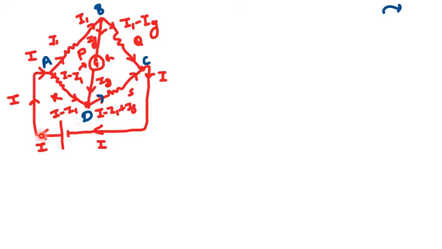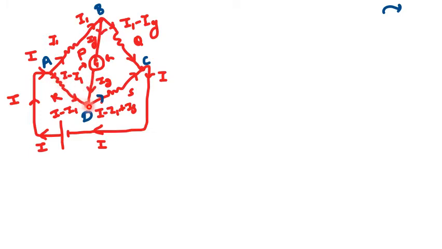Suppose current I moves out from the battery. At this point the current will distribute into I1 and I minus I1. I minus I1 will come in the lower part of the loop, and I1 will go in the upper part. I1 will move like this, and after reaching B, suppose I1 gets divided into two parts. Ig will go to the galvanometer and I1 minus Ig will go to that side. So Ig is coming from the top side and I minus I1 from this side.